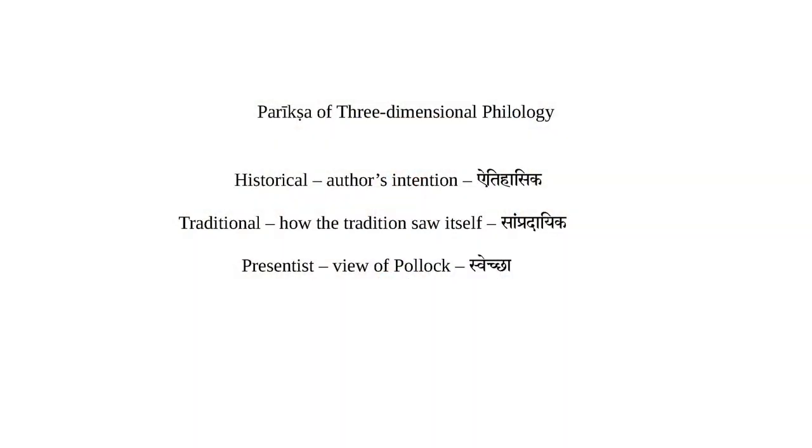Pariksha of three-dimensional philology. So okay, the three dimensions are: the historical author's intention, Aitihasika; the traditional, how the tradition saw itself, sampradayika; and the presentist view of Pollock, svecha. So in understanding any text, he takes these three planes or three dimensions. For example, if you take Ramayana, what did Valmiki himself say? What did the traditional commentators say? And what is he saying? These are the three planes of understanding a text, he says.